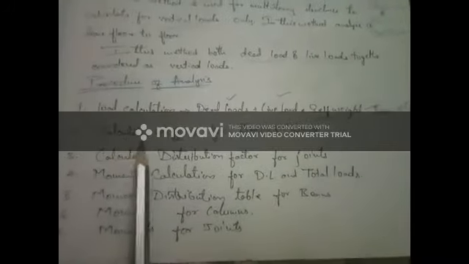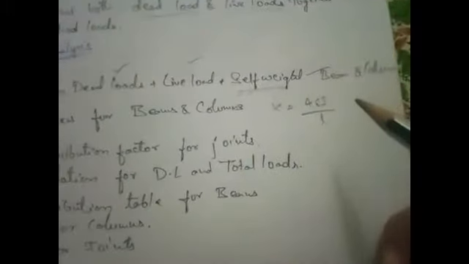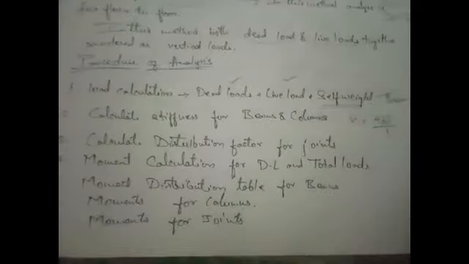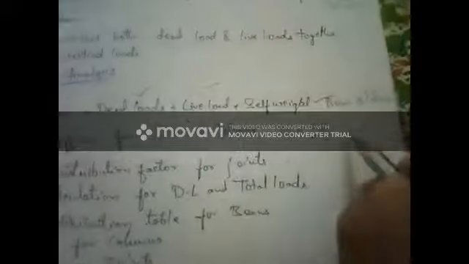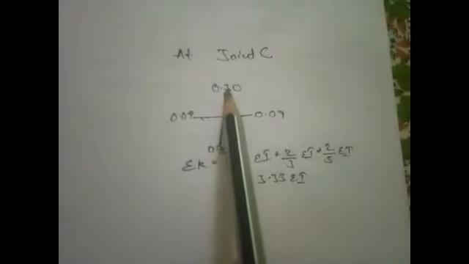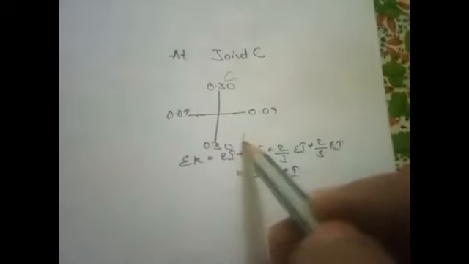Next one is calculation of stiffness. As you know the formula, K is equal to 4EI by L. We are supposed to use this formula and calculate the stiffness of beams and columns. But here the stiffnesses are calculated with respect to joints, and we represent those joints in this way. If we take a joint C, then the stiffness with respect to the members: this is one column and this is the second column. This is C1, this is C2, and this is B1, this is B2.